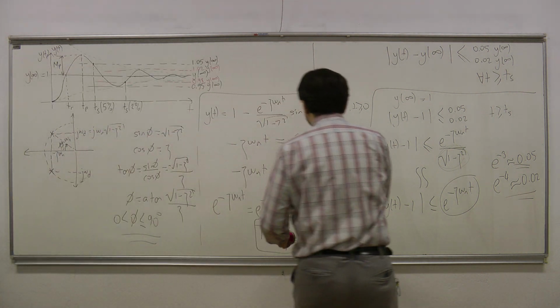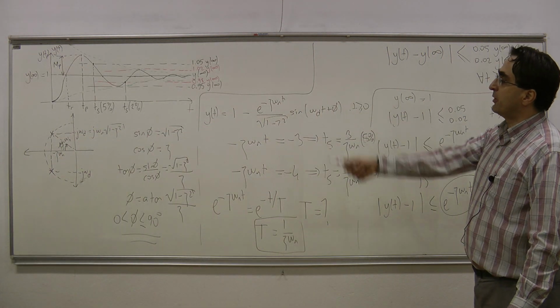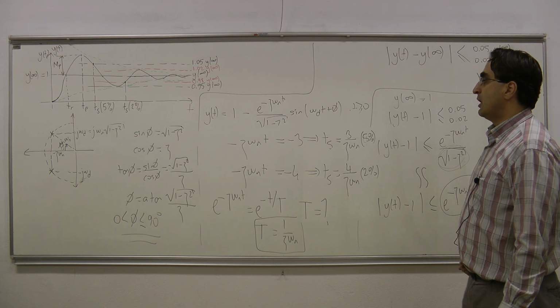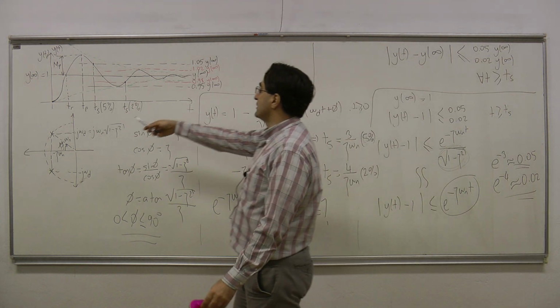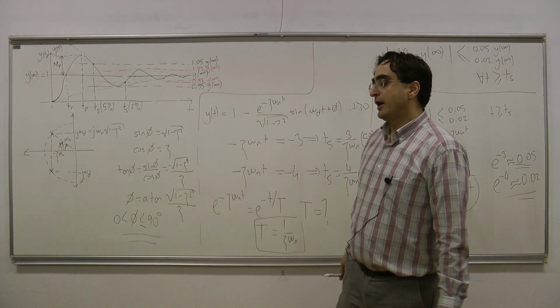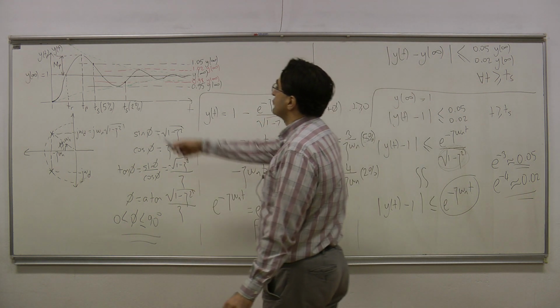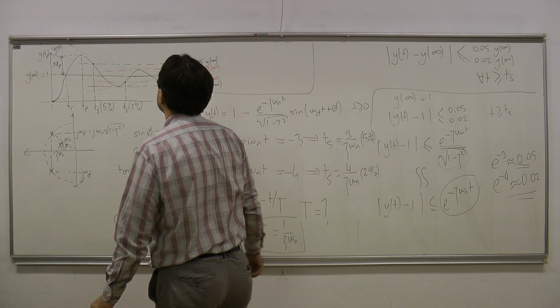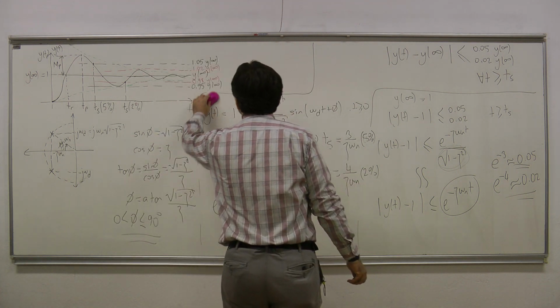So the settling time is related to the real parts of the poles. And I also talked about what the imaginary parts of the poles would mean: they determine the frequency of oscillations in the underdamped case.